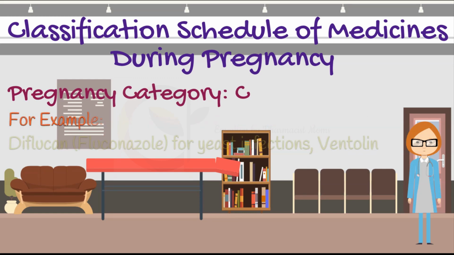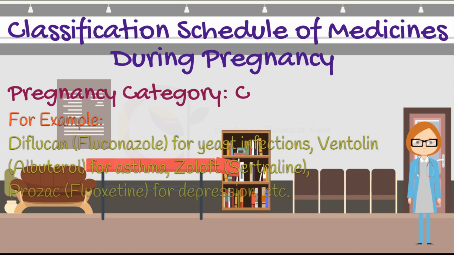For examples, fluconazole having brand name Diflucan, for yeast infections, albuterol having brand name Ventolin, for asthma, sertraline having brand name Zoloft, and fluoxetine having brand name Prozac, for depression, etc.